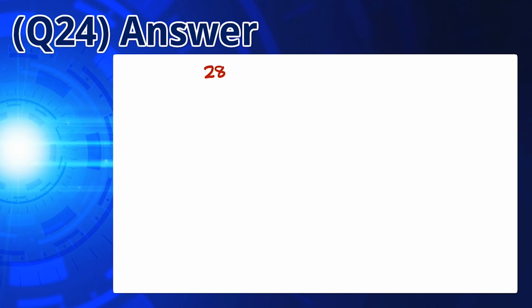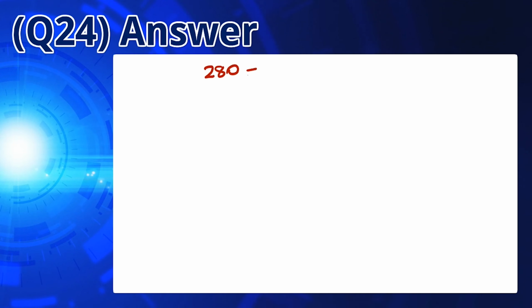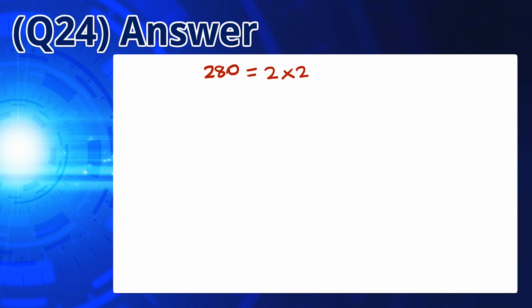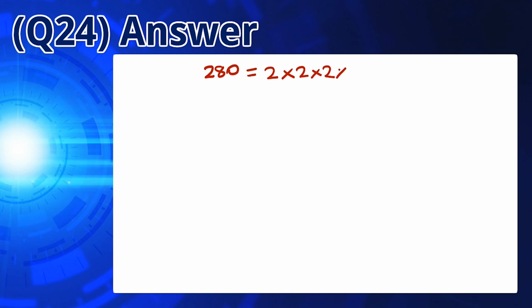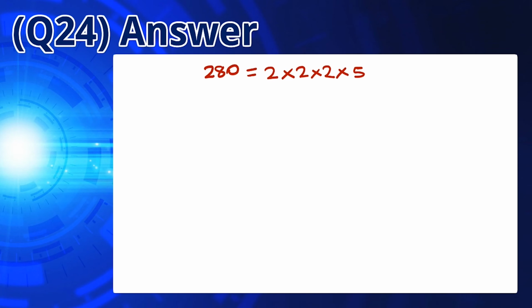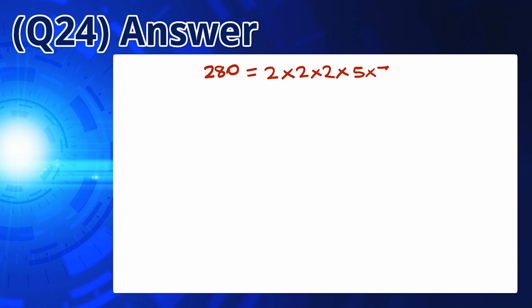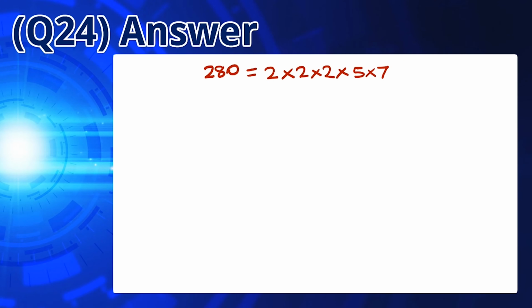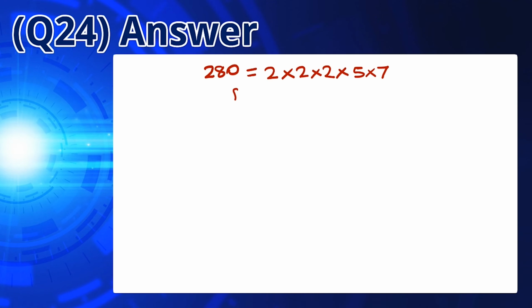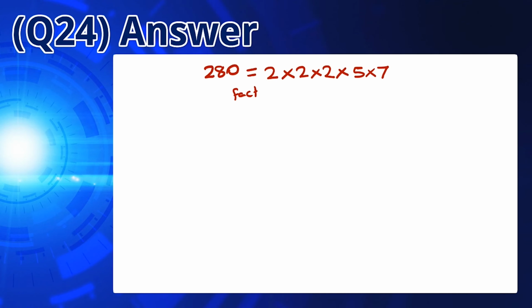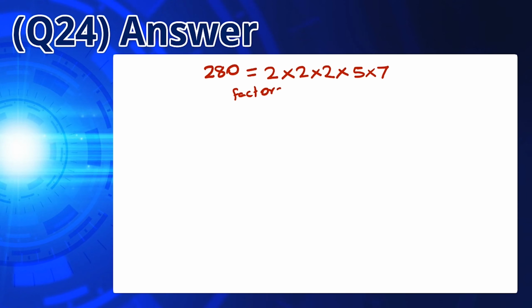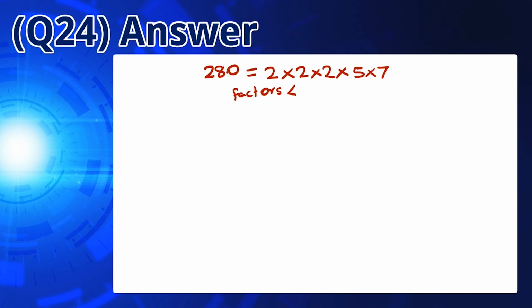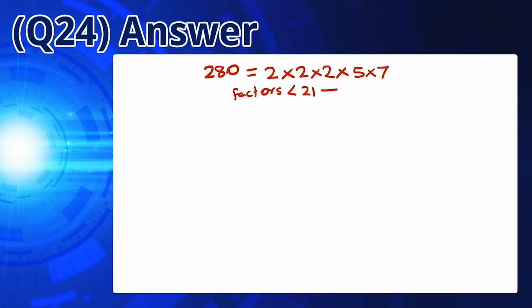To find the answer to this question, let's factorize 280. This is equal to 2 times 2 times 2 times 5 times 7. The three numbers that we are trying to find must all add up to 21. This means that each of them must be less than 21.